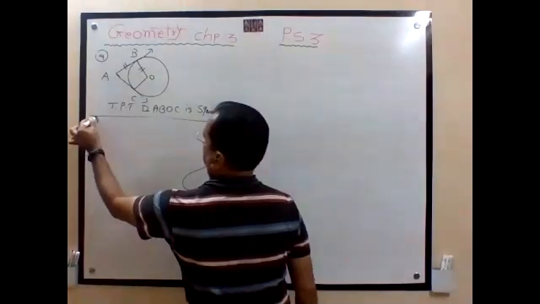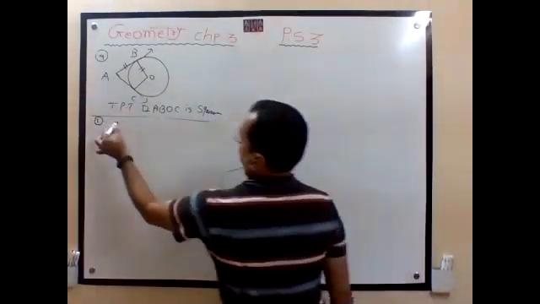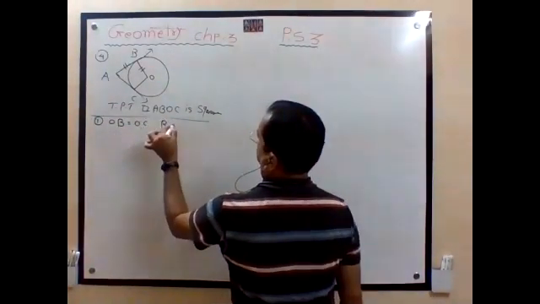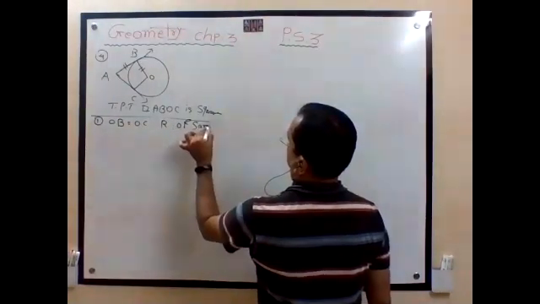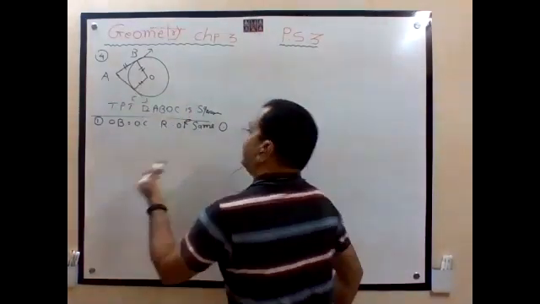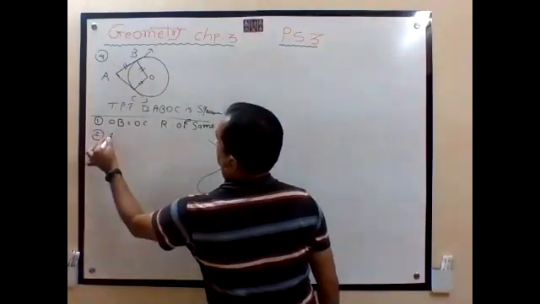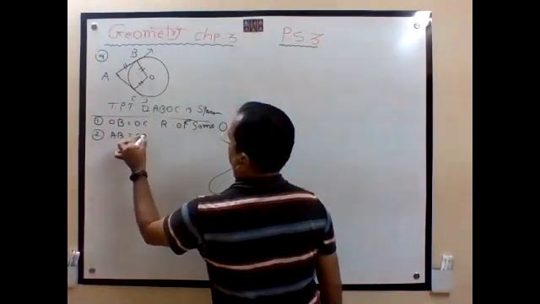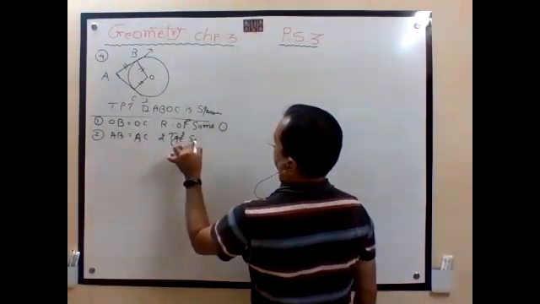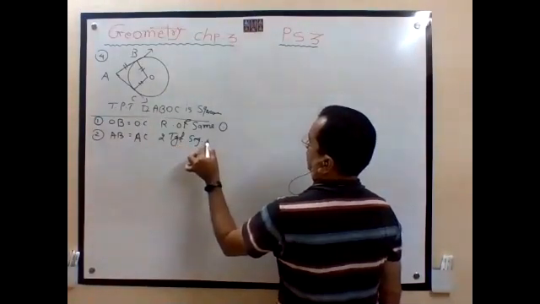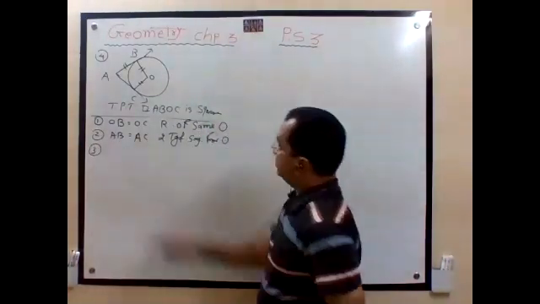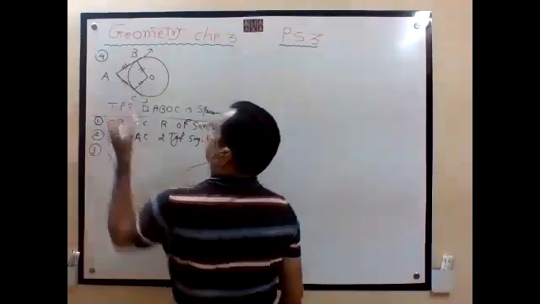Point number 1: OB is equal to OC, radii of the same circle. Reason: OA is equal to OB. And second, AB is equal to AC, two tangent segments for the same circle. These two are equal and these two are equal.